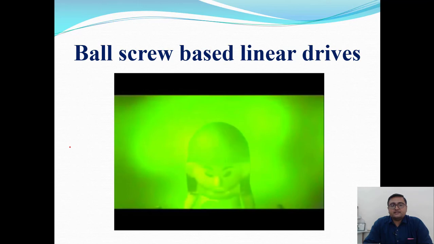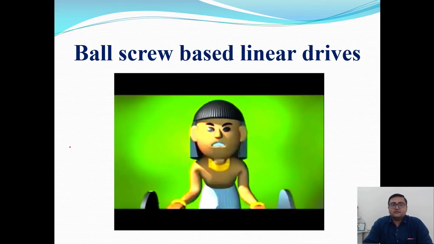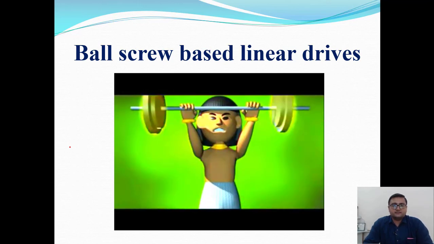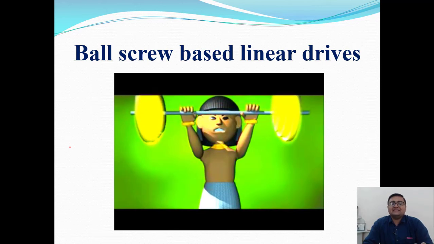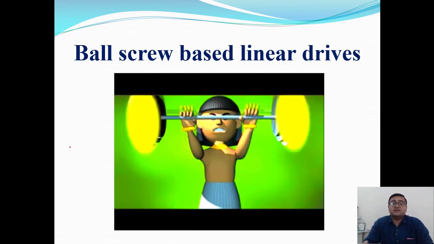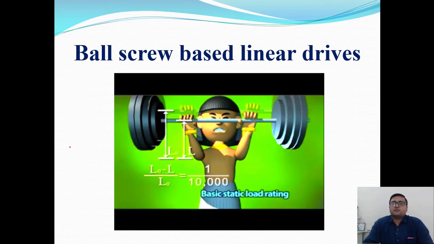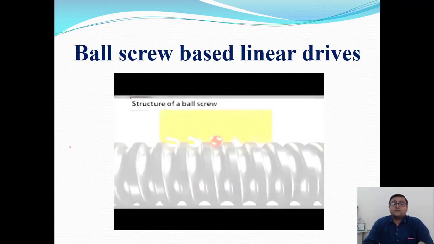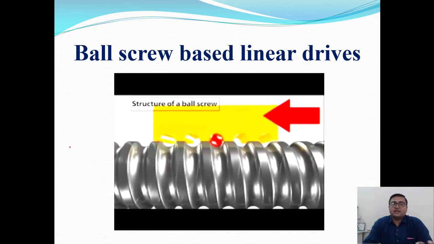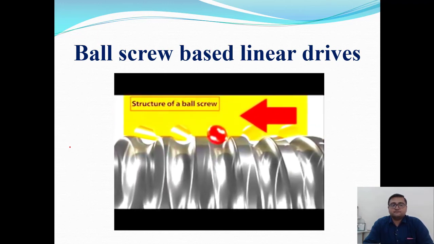And static rating is given by when there is no motion, but by applying the amount of load, how the behavior of the material gets changed. Or here in this case of ball screw mechanism, the ball gets changed. If we apply a certain amount of load, due to the material property, if it moves beyond the elastic limit, then the deformation is going to be there permanently. So very little deformation is desirable.